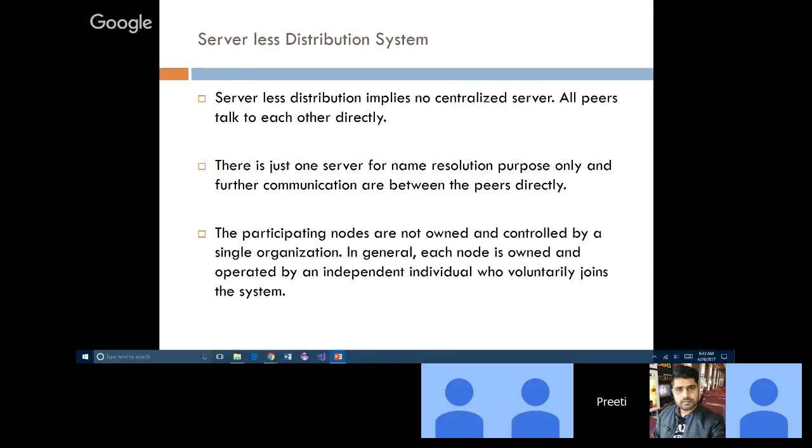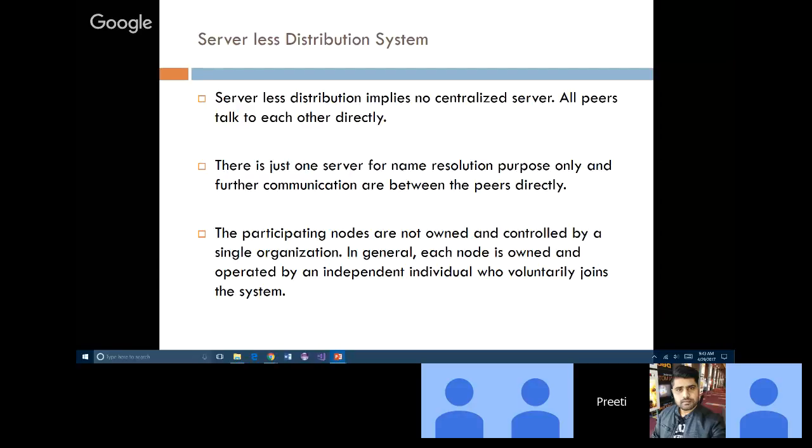So my presentation is divided into 4 categories. I'll be talking a little bit about serverless distribution first, and the advantages, disadvantages, and we'll reach the conclusion. Okay. So the serverless distribution system, by the name itself, it is very clear that there is no centralized server.